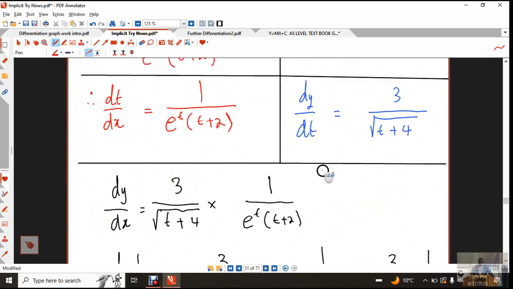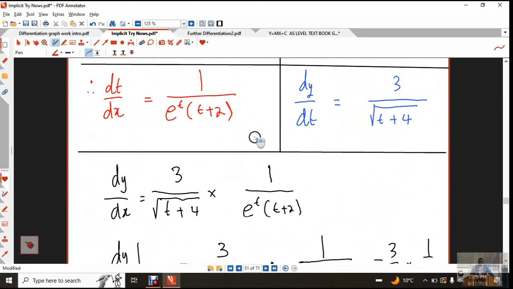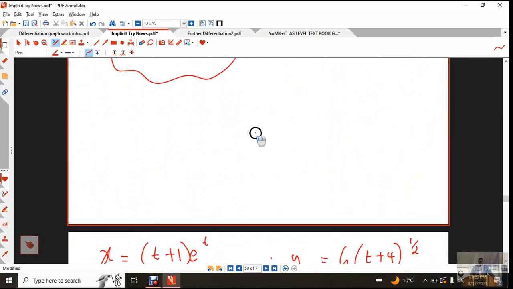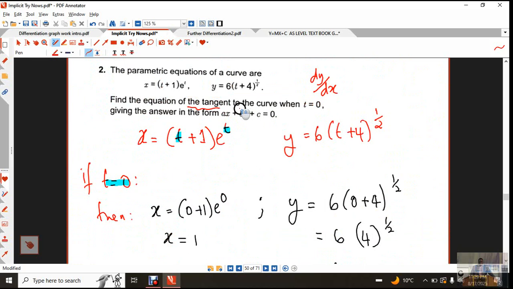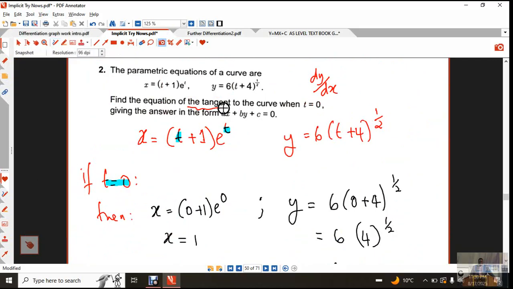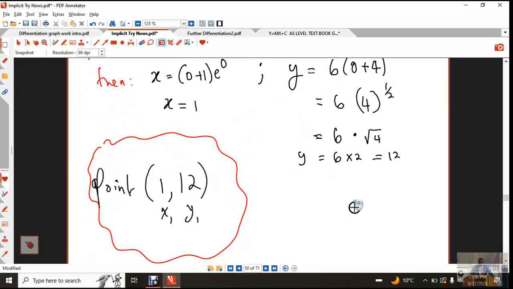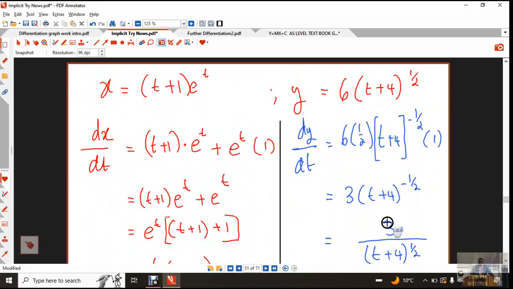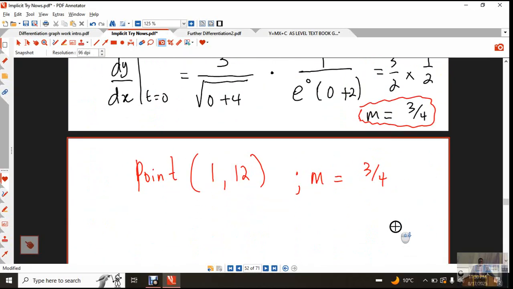So we can now continue, and they also want it in the form ax plus by plus c is equal to 0. Very important that you take note of that. So go back, read the stem, and don't just grab and rush through the answers. What is it that they are looking for? Equation of the normal or equation of the tangent? In this case, they're looking for the equation of the tangent, and you're supposed to give it in that form.